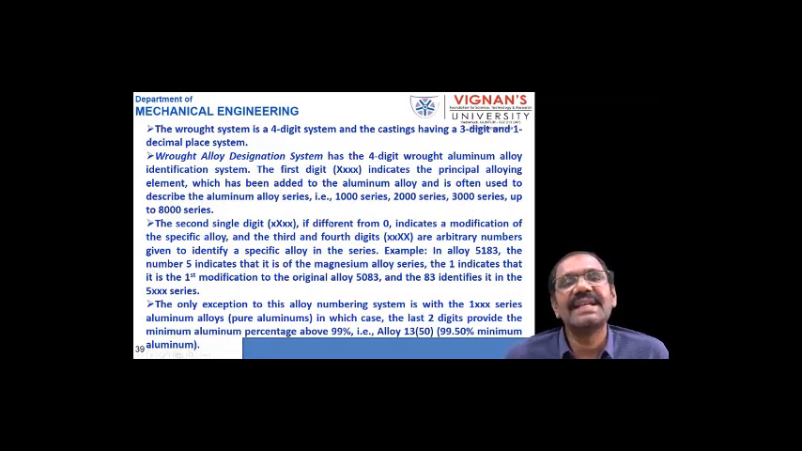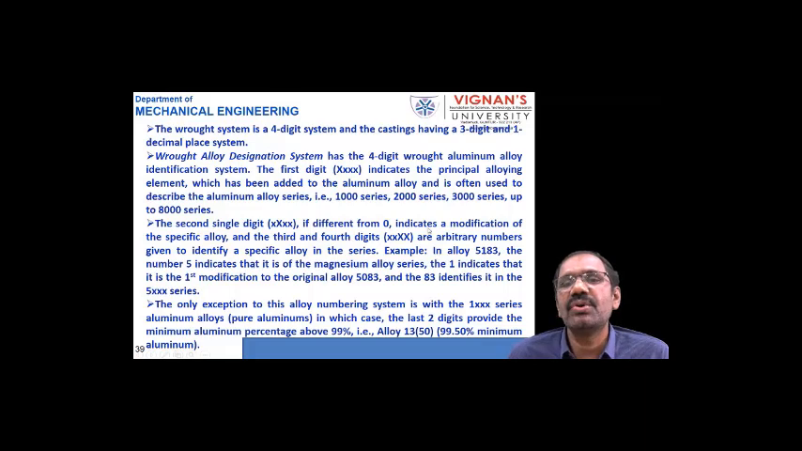The first digit indicates the principal alloying element. 1 represents aluminum, 2 represents copper, 3 represents, okay, we will see in the next slides. The second digit in these 4 digits represents the modification of the alloy. Modification means how many times we modified the composition of that alloy.